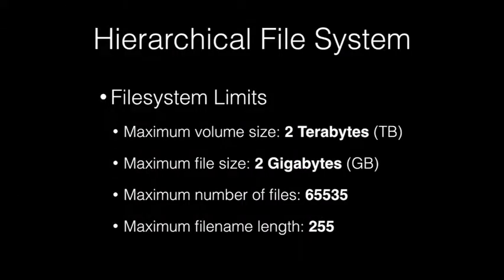So HFS had the following limitations. Maximum volume size was 2 terabytes, not that any of us had a 2 terabyte drive back in the HFS days. Maximum file size was 2 gigabytes. Maximum number of files, as mentioned before, was 65,535. Maximum file name length was 255, although the Finder, as mentioned previously, did not allow more than 31 characters to be used.